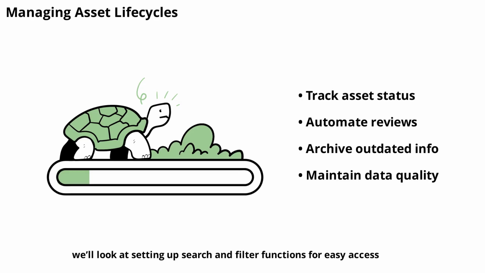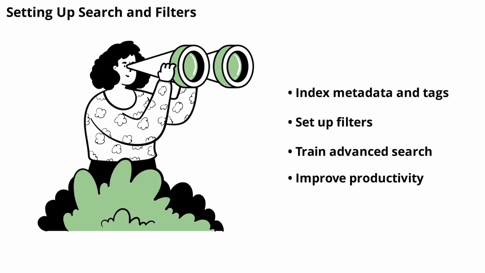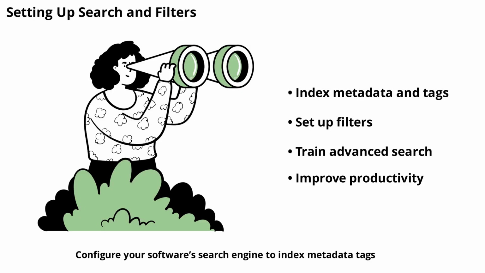Next, we'll look at setting up search and filter functions for easy access. Efficient search and filter functions are vital for quick access to knowledge assets. Configure your software's search engine to index metadata, tags, and content. Set up filters for categories, dates, or authors. Train users to use advanced search features for more precise results. Good search tools save time and improve productivity.